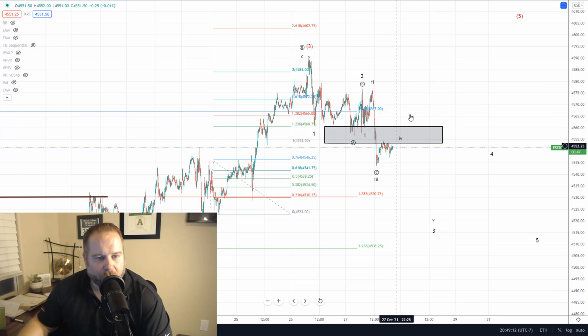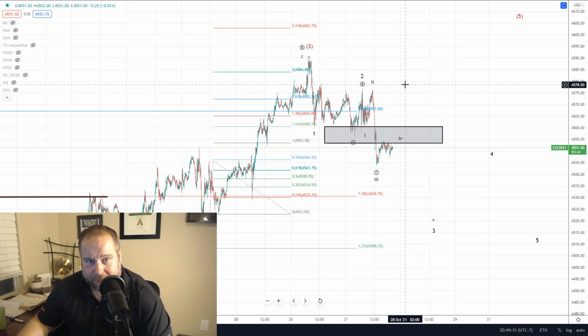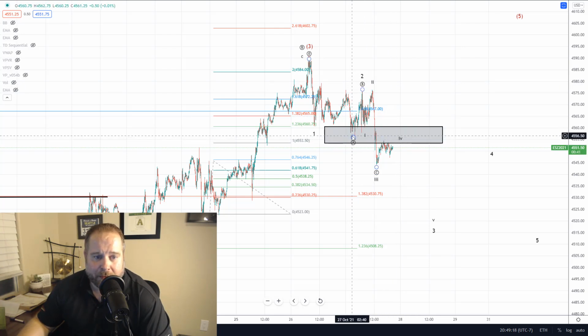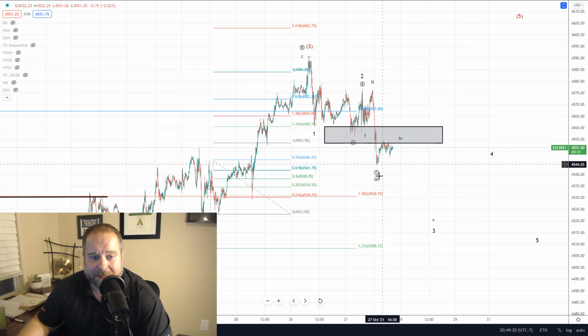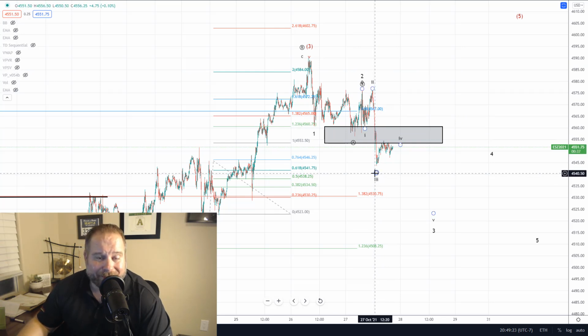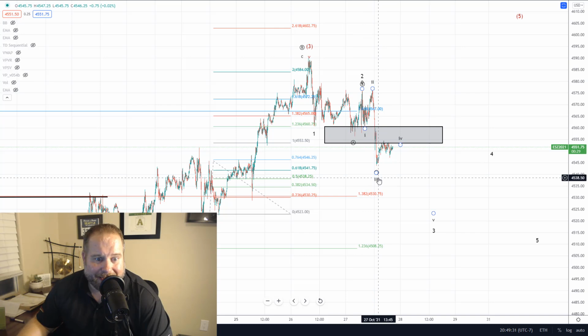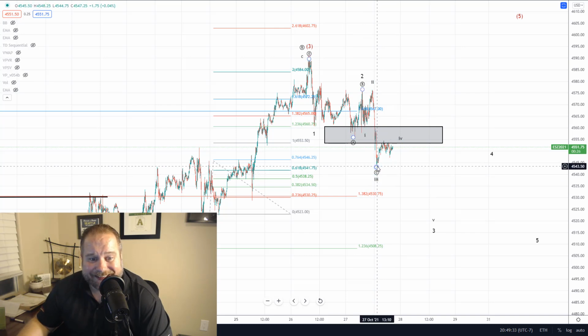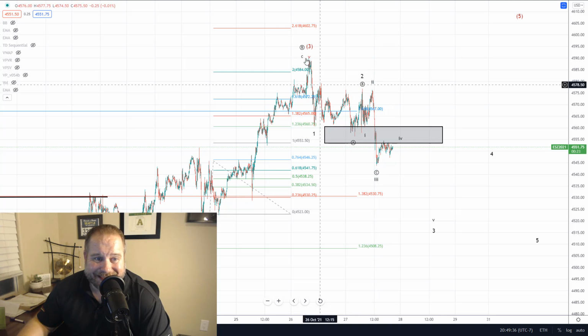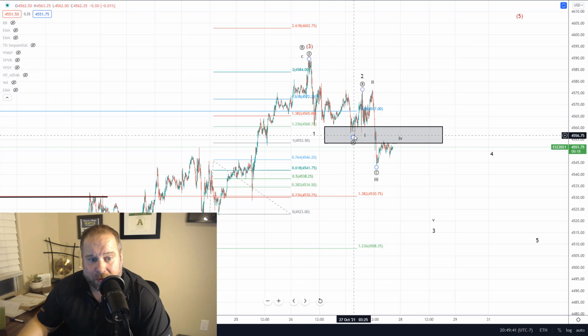Okay, so for the other count, for the corrective count, you have your A wave down here, your B up, and then you have your ABC correction for wave A. Remember, those waves break down into subwaves. So wave A breaks down into an A, B, C, and this would complete wave A down here. Okay, and this did stop right about the 1.0 extension off of the top. So this distance here from the top of wave 3 to the bottom right here where we have that A labeled is about the same as the distance between the top right here to the bottom here.